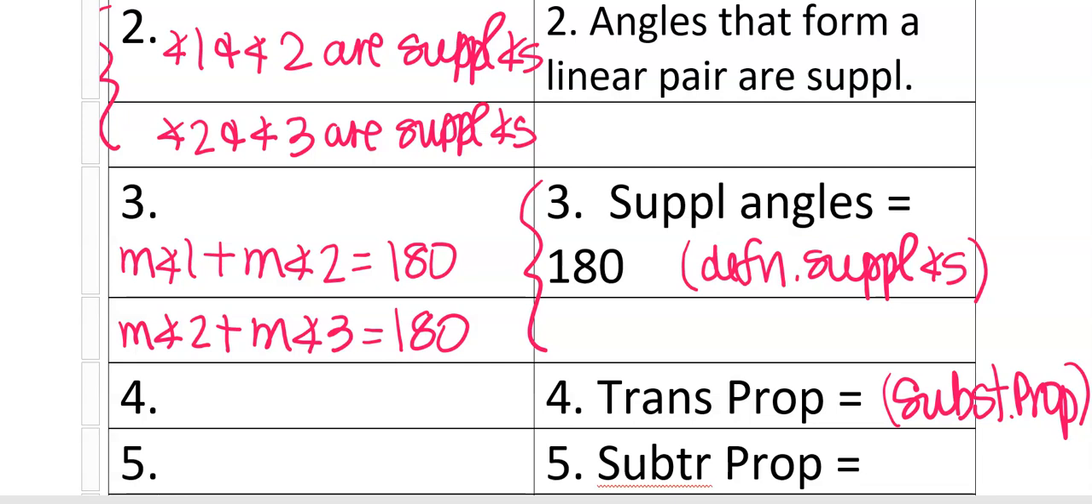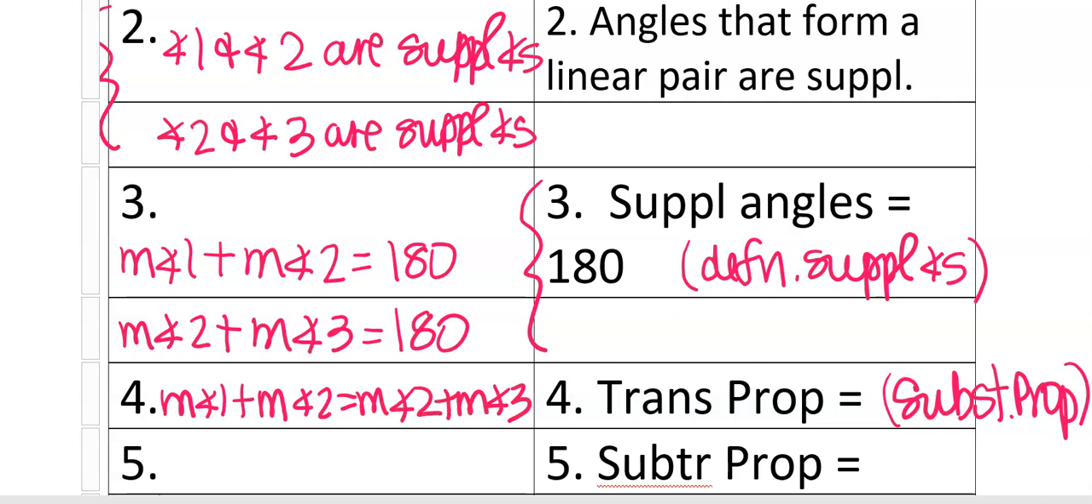Okay, if 1 and 2 add up to 180, and 2 and 3 add up to 180, wouldn't they be equal to each other, since they both equal 180? They're doing it like that. So if 1 and 2 equals 180, and 2 and 3 equals 180, you can basically say that they're equal to each other. So this one is going to be measure of angle 1 plus measure of angle 2 equals measure of angle 2 plus measure of angle 3.